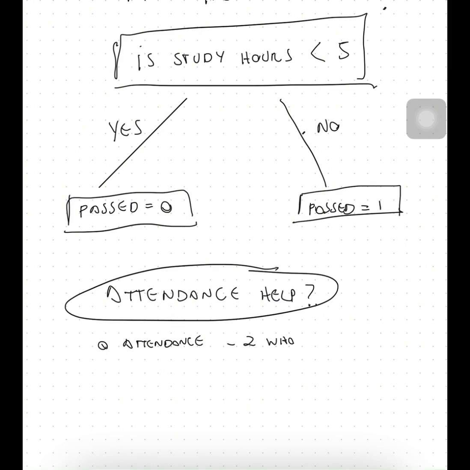The students with 0 attendance include 2 who passed, and the students with 1 attendance include 1 who passed, number 8, and 2 who didn't, number 2 and 4. And we have 3 students with 1 attendance: 1 who passed, and 2 who failed.